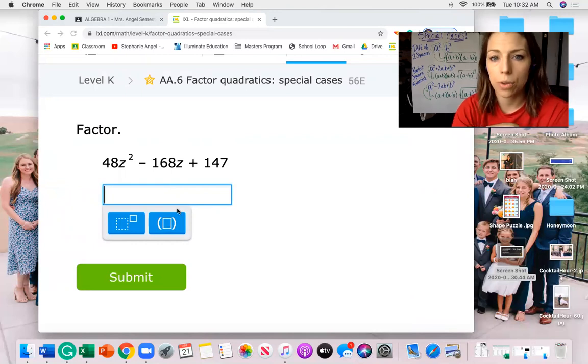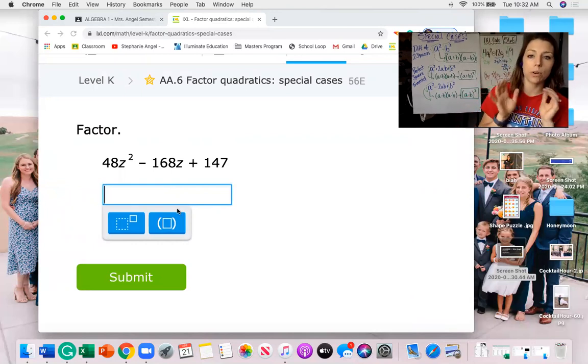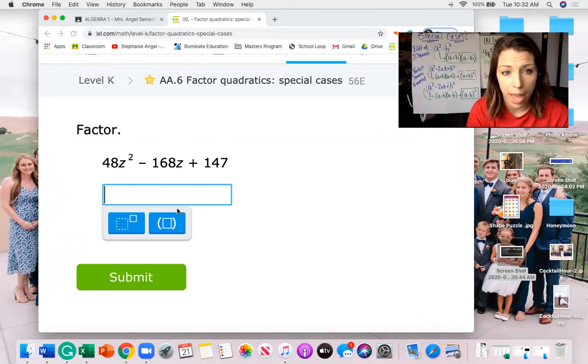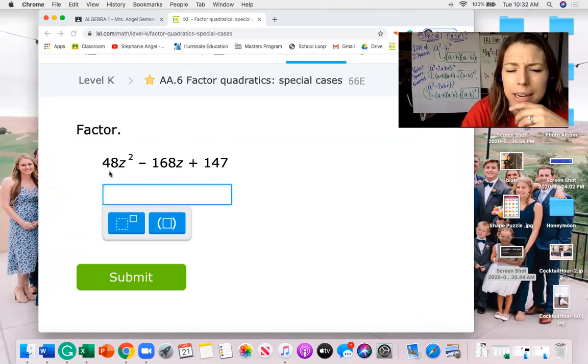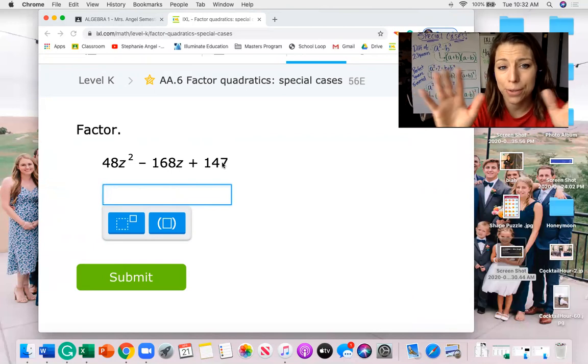All right, let's work through this. So it's a trinomial. We know that, 3 terms. And it looks like, I don't think 48 is a perfect square. And I definitely don't think 147 is a perfect square. Okay, this is a cool example.